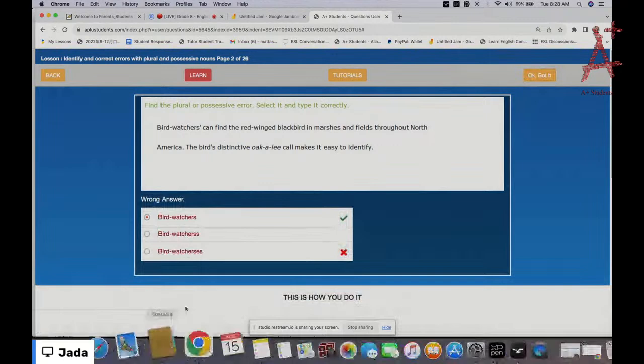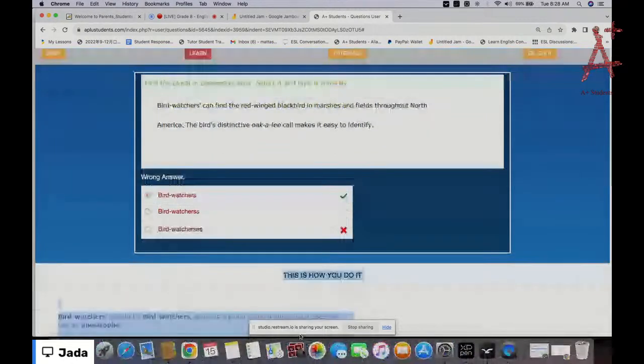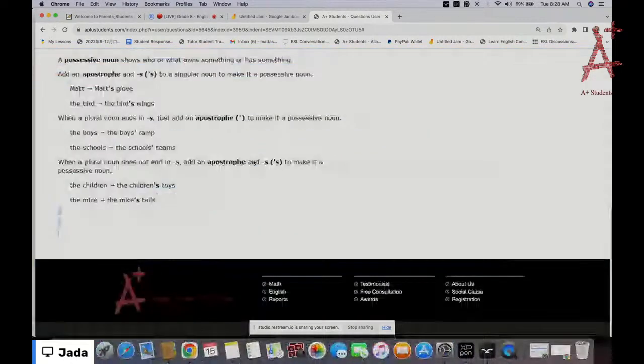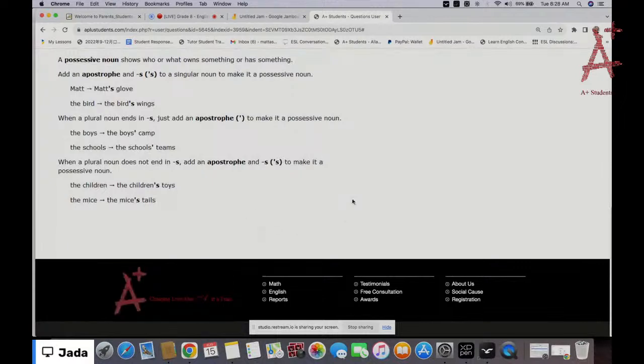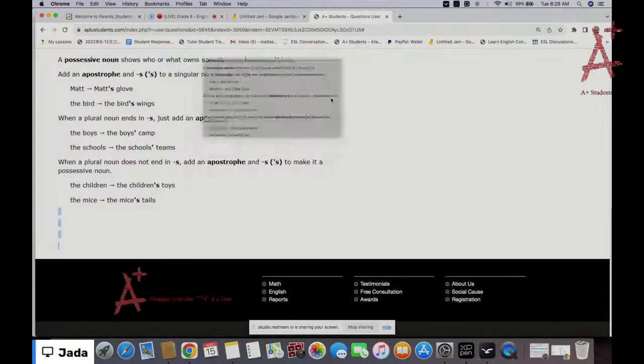So you see, it shows how you do it. All you need to do is go down and read again. Just read the explanation. What did I do to get it all wrong? What can I do next? So you read that, figure out the correct answer, and then you move on. Let's go see the next.